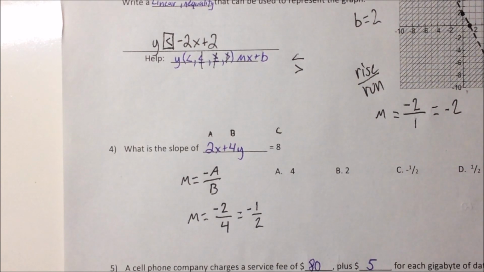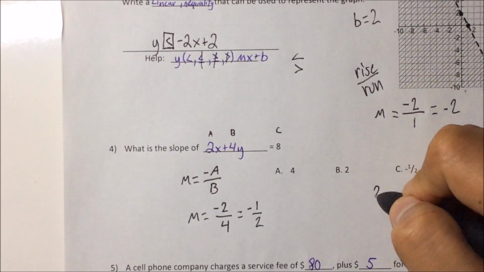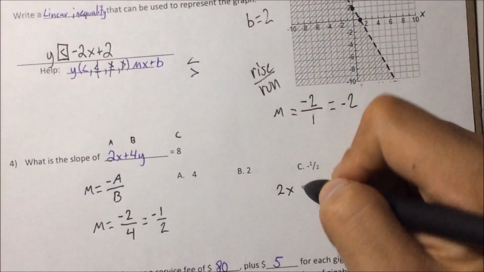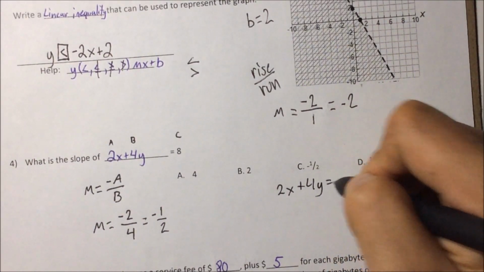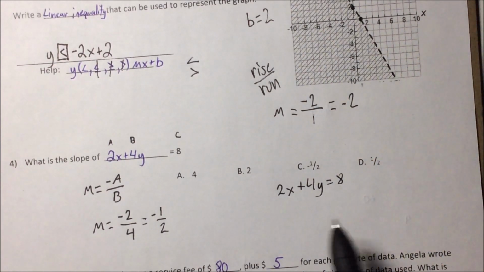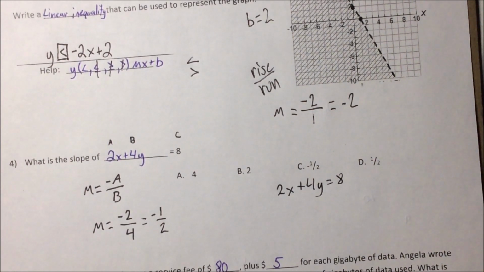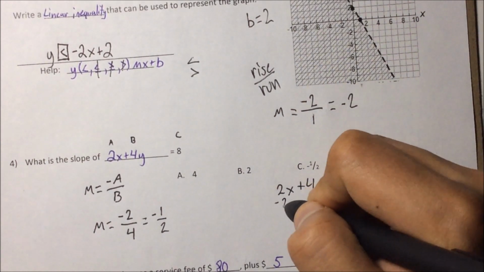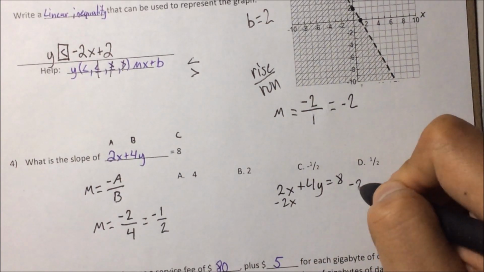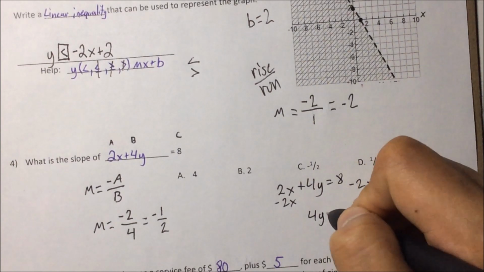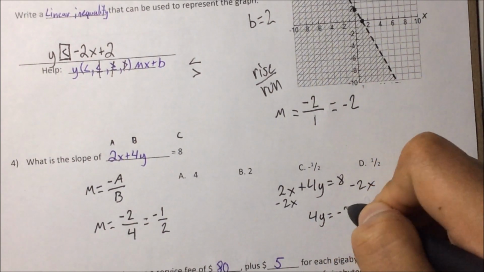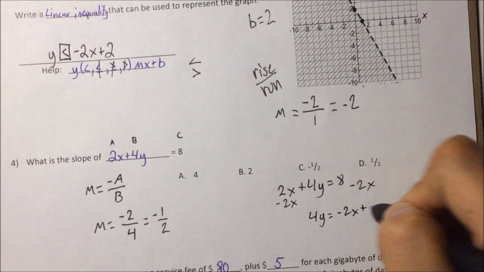Or we could do this. We could do 2x plus 4y is equal to 8. And we can solve for y to get it in y equals mx plus b form, which is something that you're used to, and it'll be a lot easier to manage. So we can subtract 2x, and we're left with 4y is equal to negative 2x plus 8.